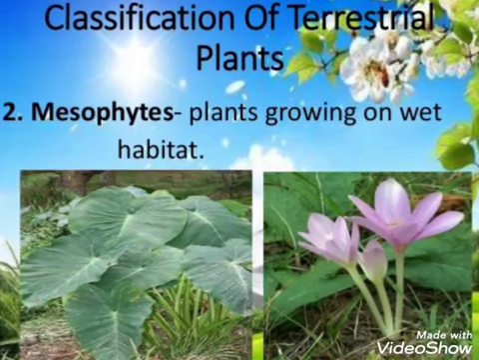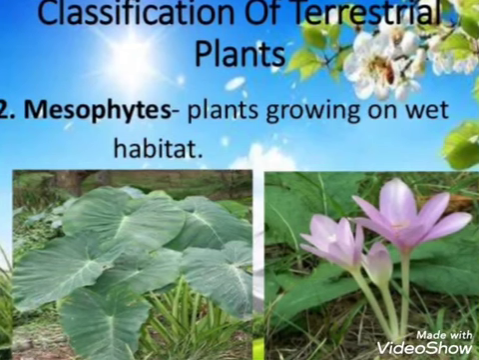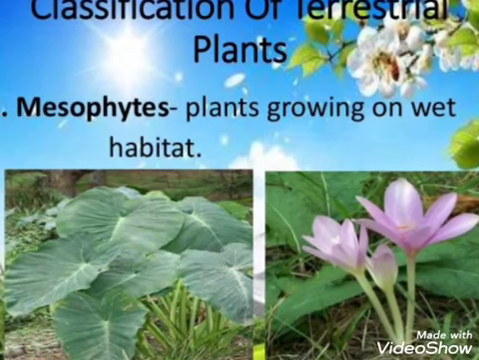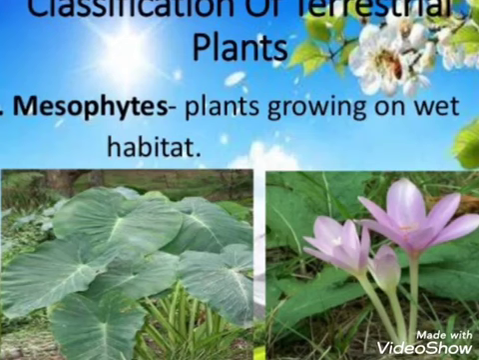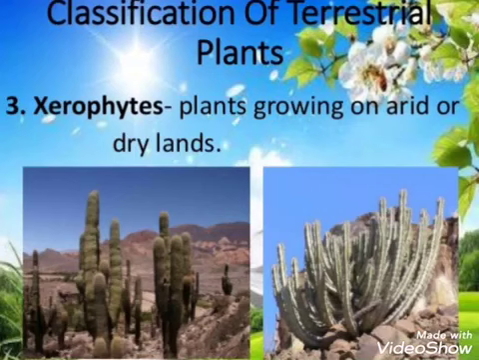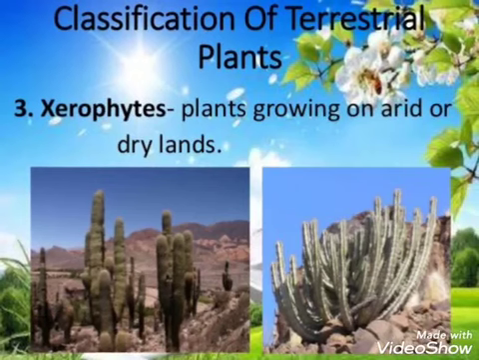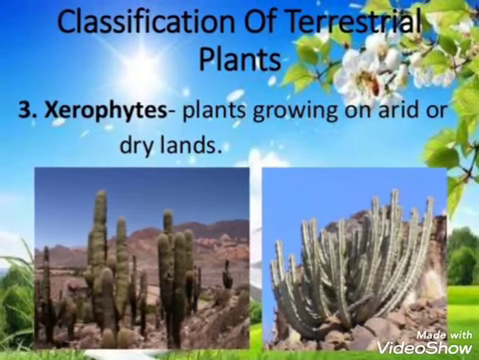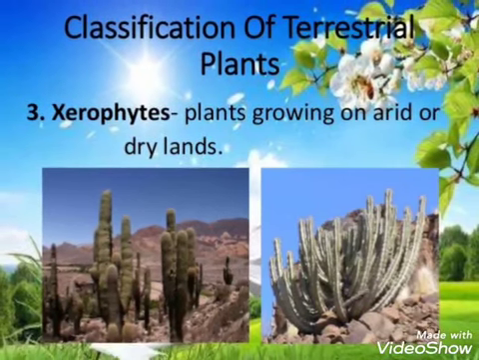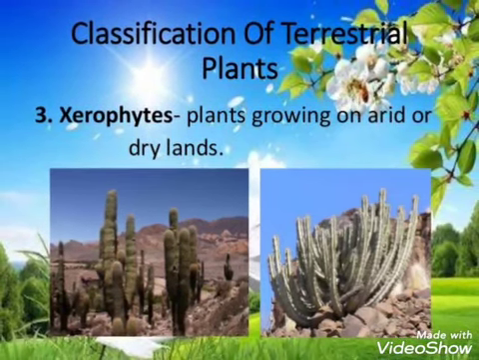For example, lotus. Next is mesophytes. These are the plants that grow best in a wet habitat, meaning not completely covered with water, not completely dry, but wet habitat. They grow best here. Next is xerophytes. We have seen the cactus growing in the deserts. So what kind of land do the deserts have? They are dry lands. And the plants that grow on arid or dry land have various properties to live there.